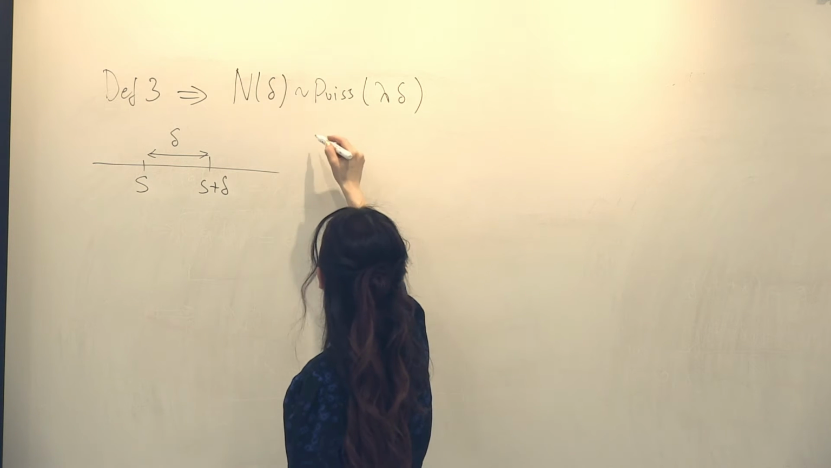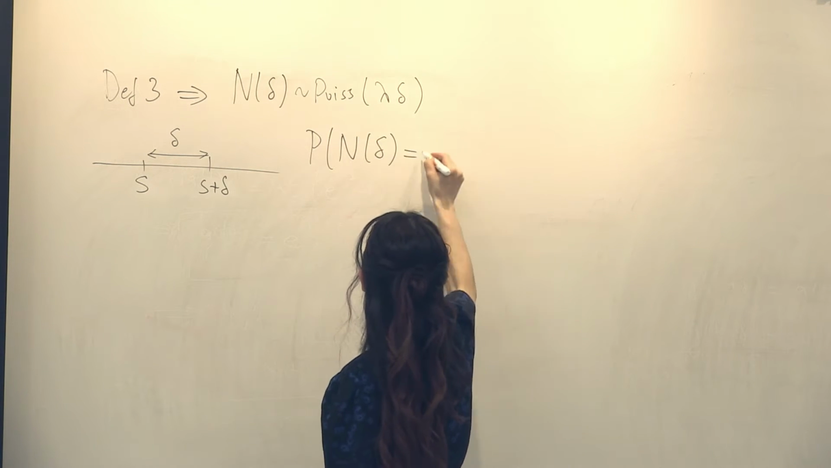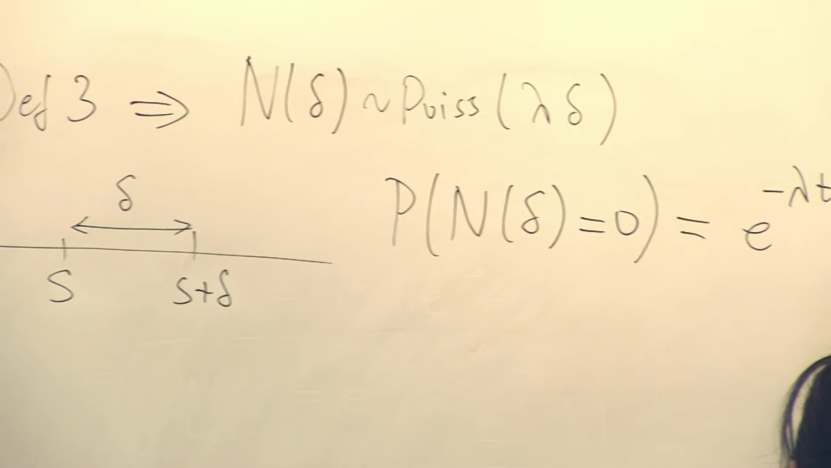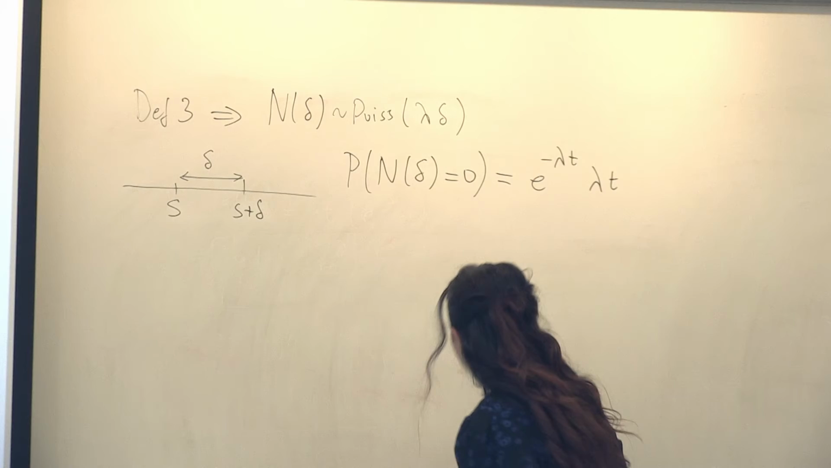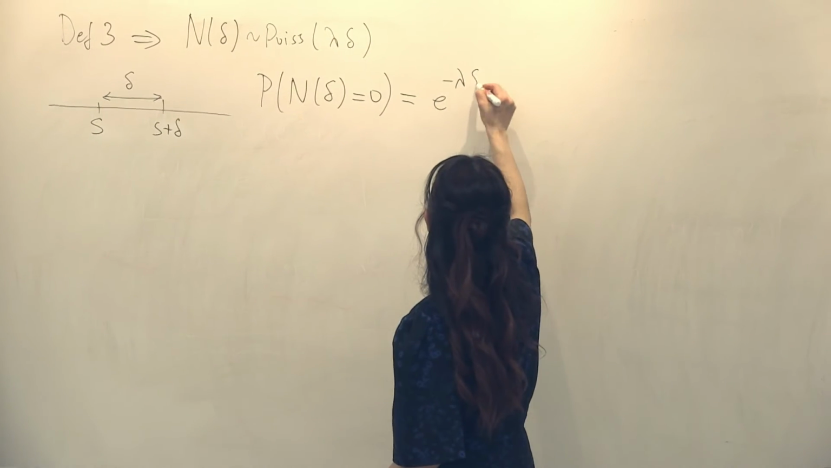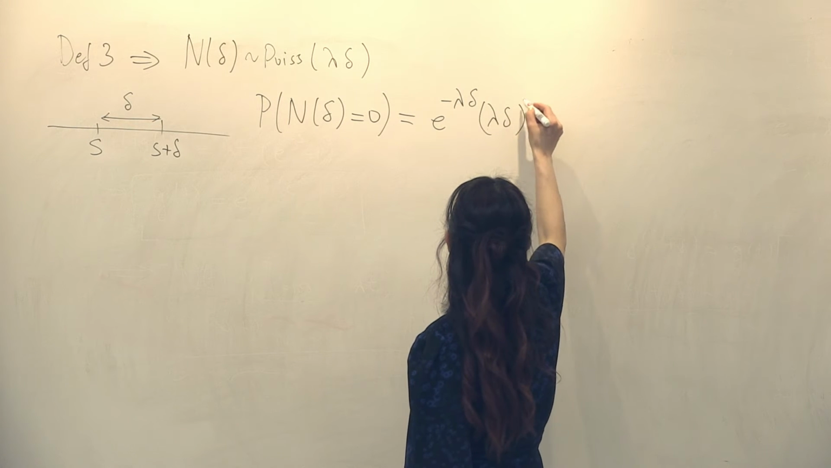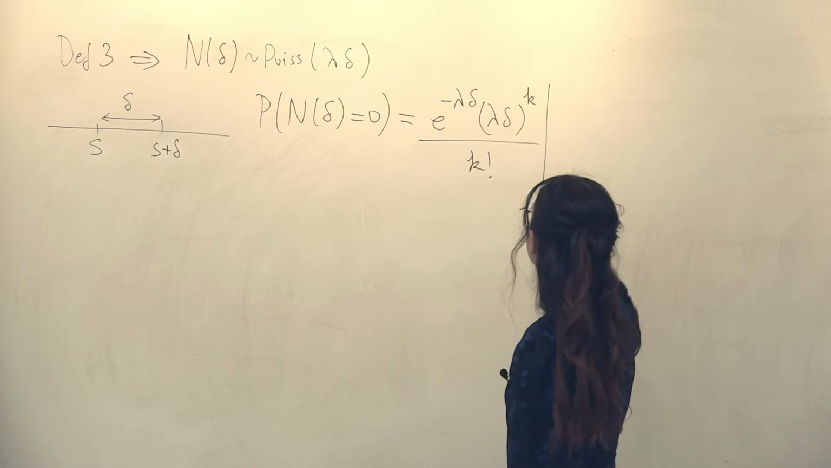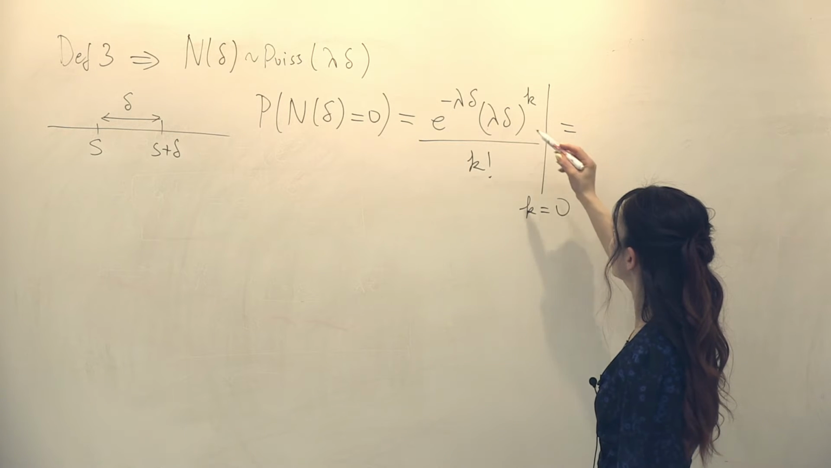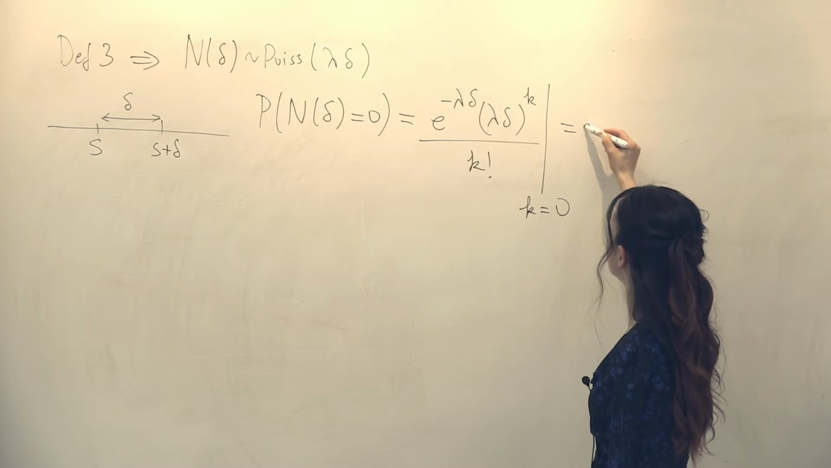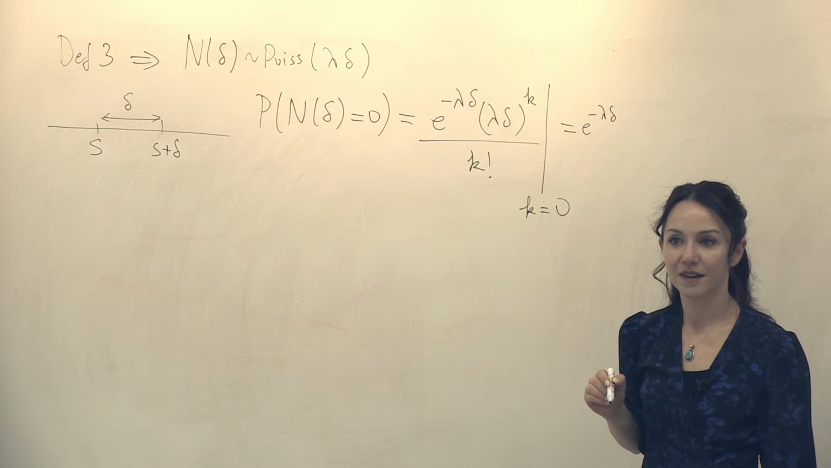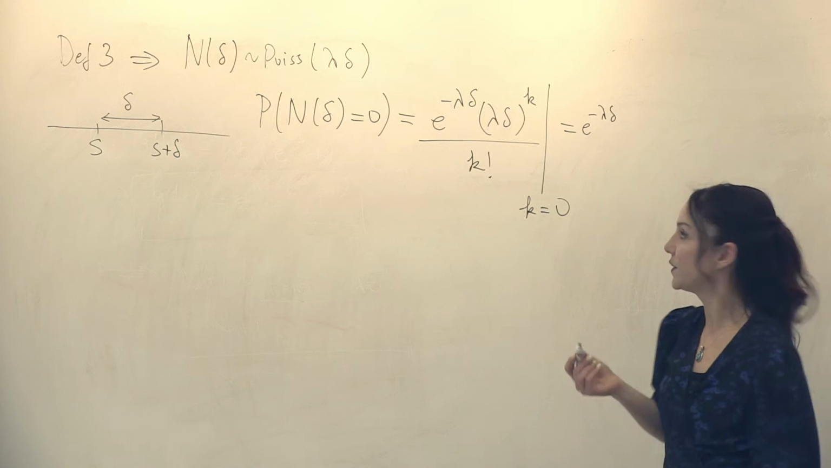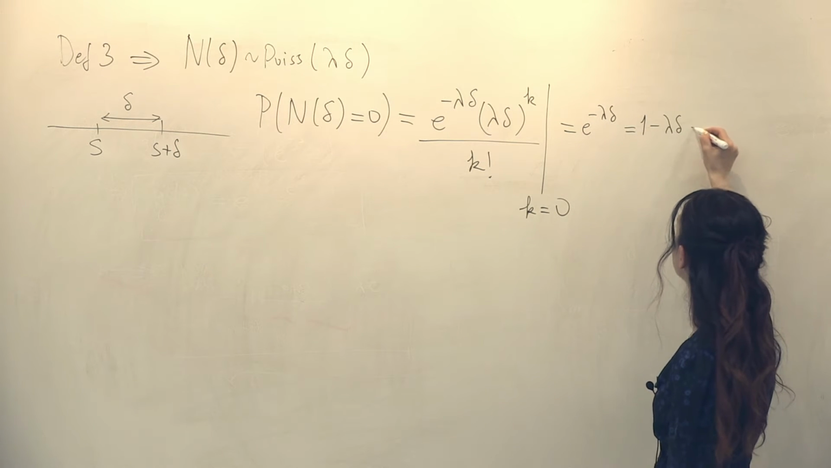So the probability that N of delta is equal to 0 is equal to e to the minus lambda delta times lambda delta to the k over k factorial evaluated at k equals 0, which is e to the minus lambda delta. But think about the Taylor series expansion. According to the Taylor series expansion, this is 1 minus lambda delta plus o of delta.